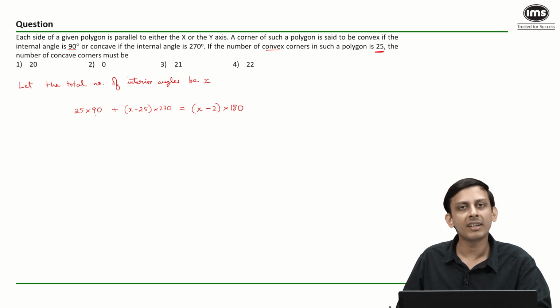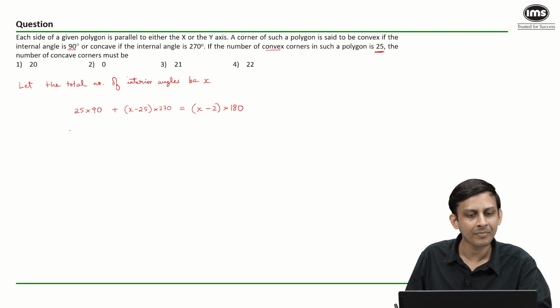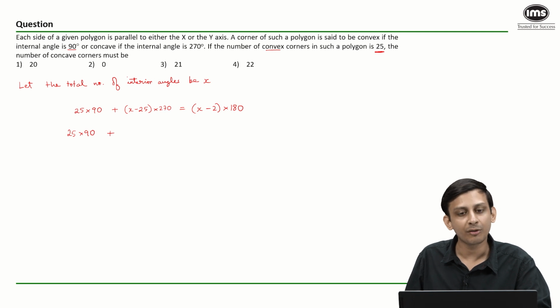Okay, so the sum of the convex angles plus the sum of the concave angles, that is equal to the sum of all the interior angles. Now we just have to solve this. So to make the calculation easier, we can represent everything in terms of 90. 270 and 180, both of them are multiples of 90. So this will be 25 into 90 plus 270. So that is 90 into 3. Okay, so first of all, we can do 270 into x. With x, it is fine.